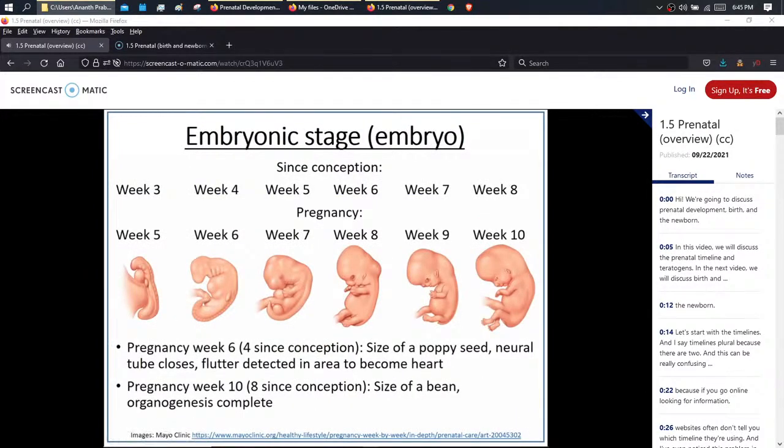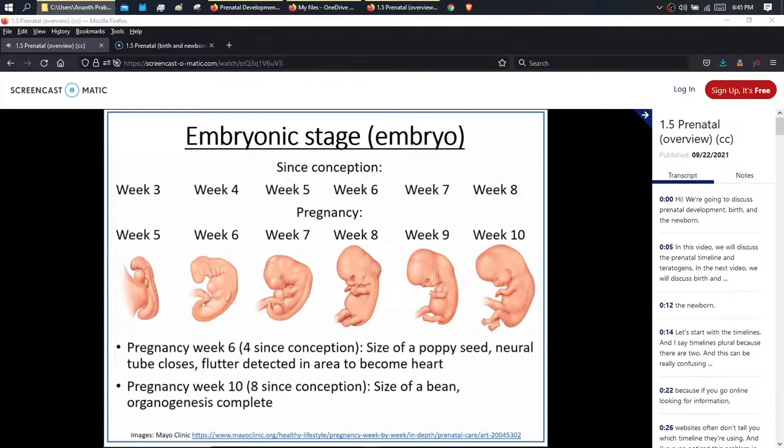The next stage is called the embryonic stage, and we call the organism an embryo. And you can see that I've given you both sets of numbers here. And here's some highlights. At about week 4 of prenatal development, the organism is about the size of a poppy seed, and it's teeny, teeny, teeny, tiny. And the neural tube closes, and we'll talk more about that in the brain development video. And there's a tiny little flutter detected in an area that will later become a heart.